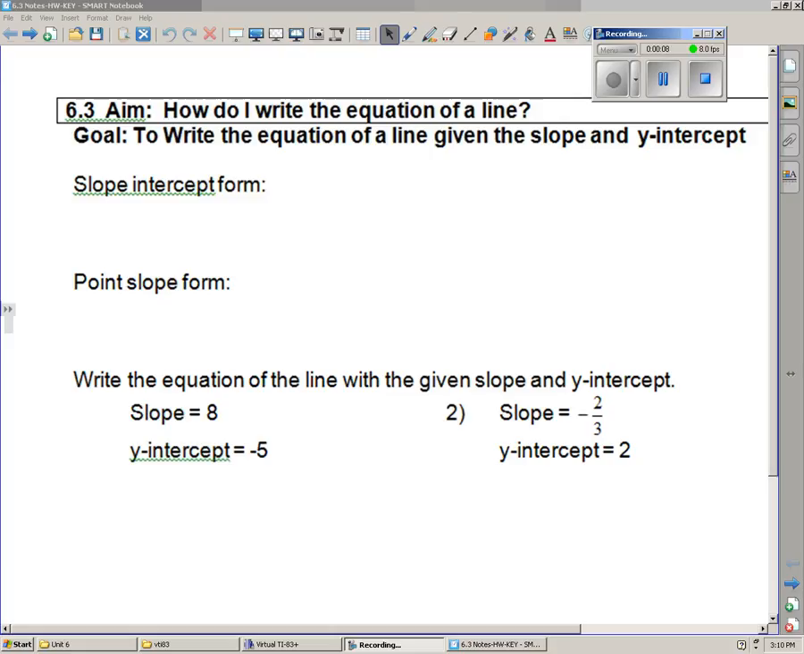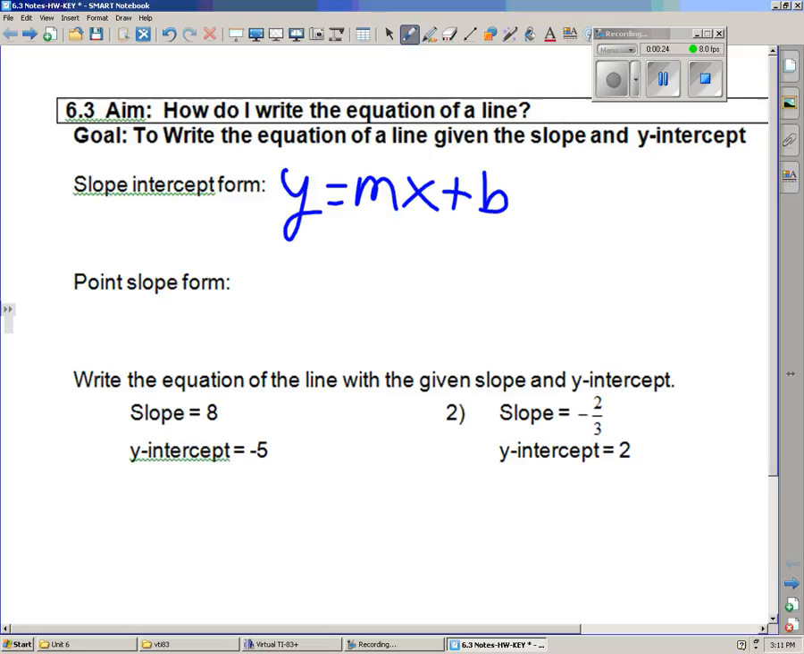Let's try this again. So write the equation of a line. There are two formulas that you need to know. The Regents has actually used both of them. The first one you're probably most familiar with, slope-intercept form, and that is y = mx + b. The second one you're probably not as familiar with, but you need to become familiar with it. Point-slope form is y - y1 = m(x - x1). They both, when simplified, get you back to slope-intercept form.